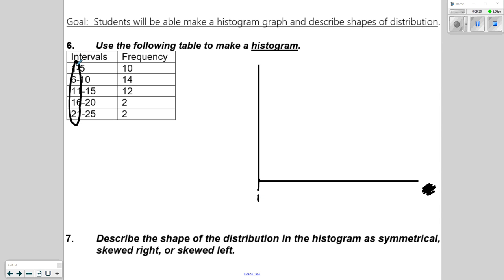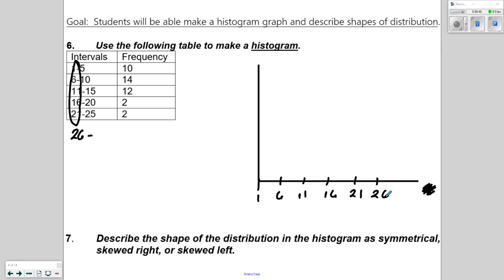What we're going to do is use those values on the left side. So 1, 6, 11, 16, 21. And we actually need one more because that bar that's going to represent that 21 to 25 interval is going to go right here. So we need one more, and that's going to start where the next interval would start, which is 26.